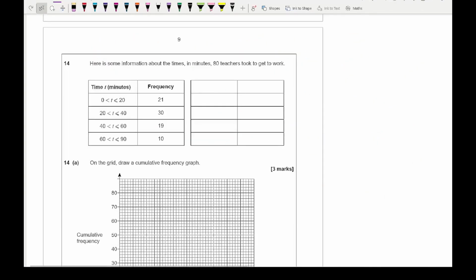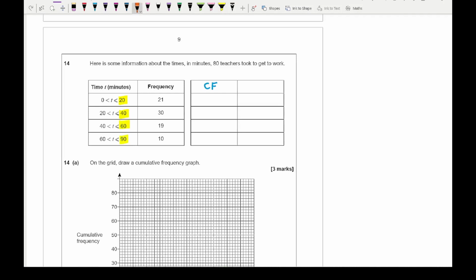So moving on to question 14, it says here is some information about the times in minutes 80 teachers took to get to work. Question 14 is asking us to draw a cumulative frequency graph based on the information we've got. So the first thing we need to do is find the cumulative frequency values. So using the table now, I'm never quite sure why they've given you 2 columns. Maybe it's to help with the plotting, so you know which are the 2 values to plot at, in which the x one is always going to be the upper bounds.